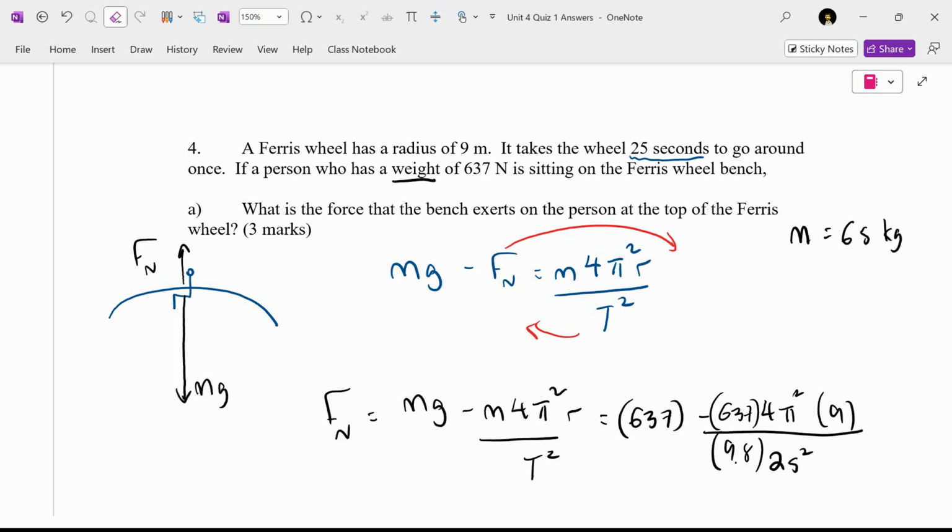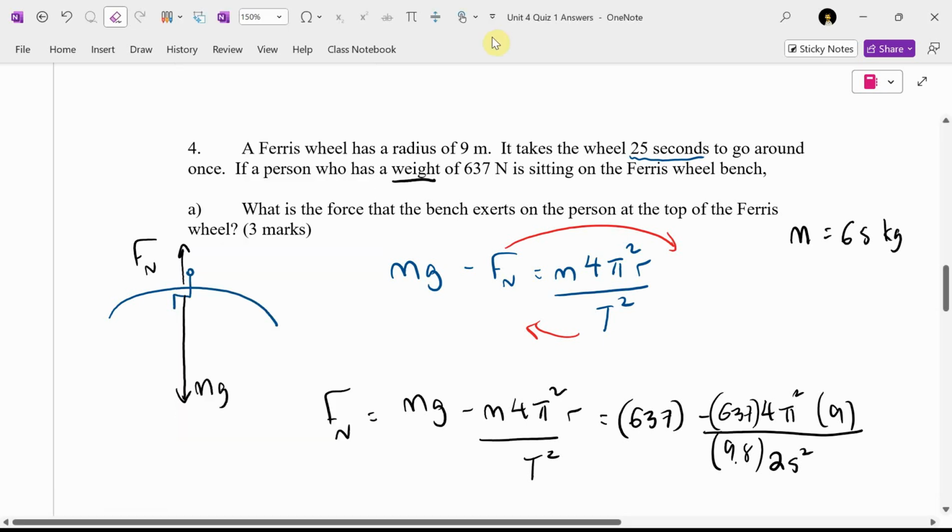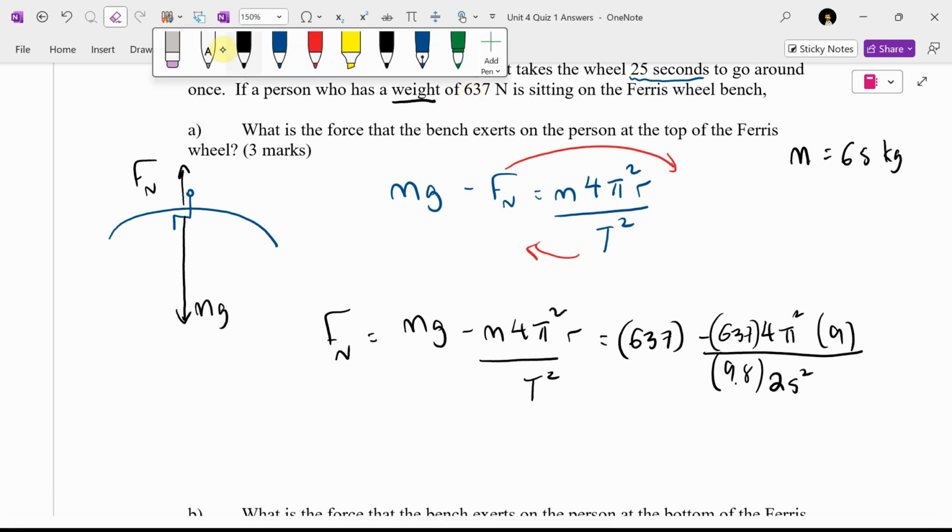And so you could have also just done that somewhere off in the margin. But you've known me enough, Leo, to know if I can do it in one step on my calculator, I'm doing it in one step on my calculator. So 637 minus 637 times 4 pi squared times 9 divided by bracket 9.8 times 25. Don't forget the squared. And I got 600, almost even. No? Yes? Okay.